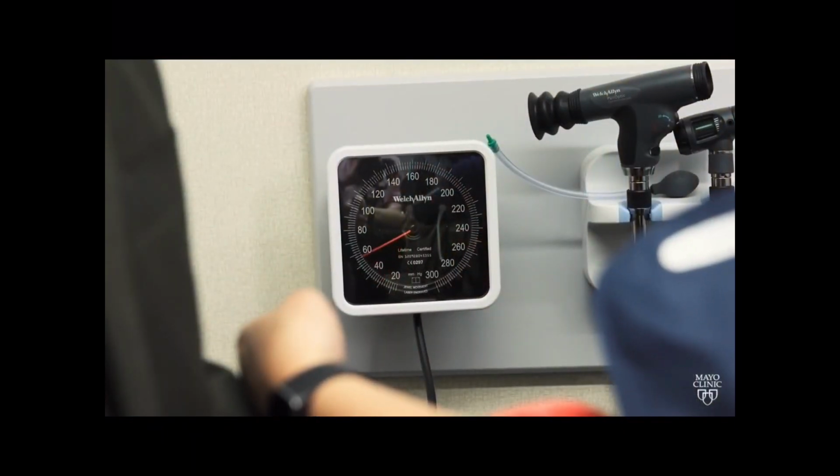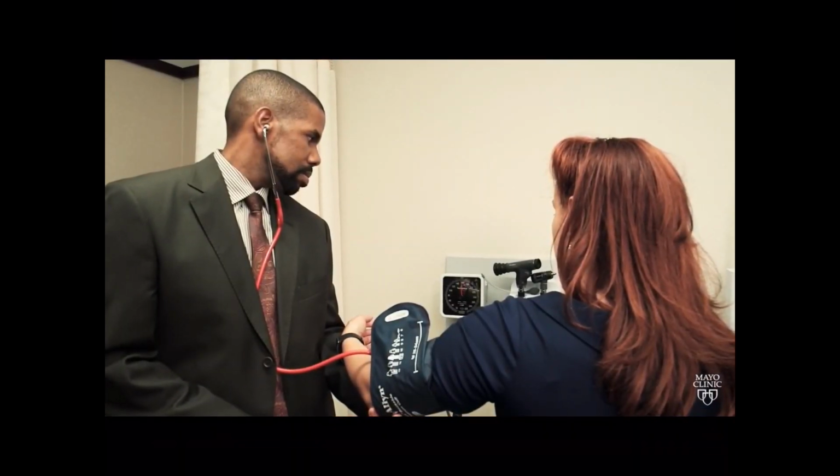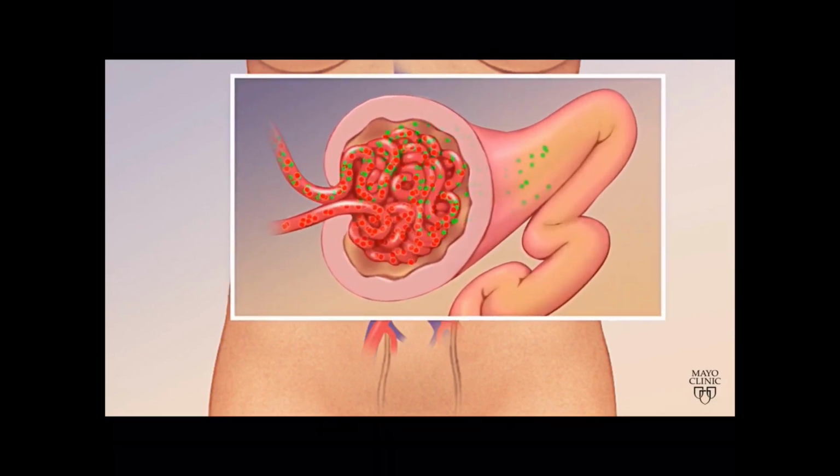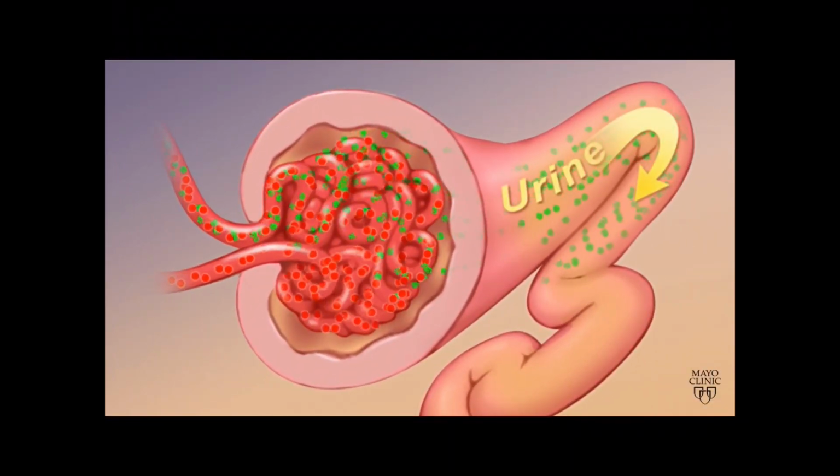Dr. Latanya Hickson, a nephrologist at Mayo Clinic, says high blood pressure, diabetes, and family history are risk factors for chronic kidney disease. Chronic kidney disease is defined by a reduction in the kidney function numbers and/or an increase in the amount of protein that's lost as waste into the urine.